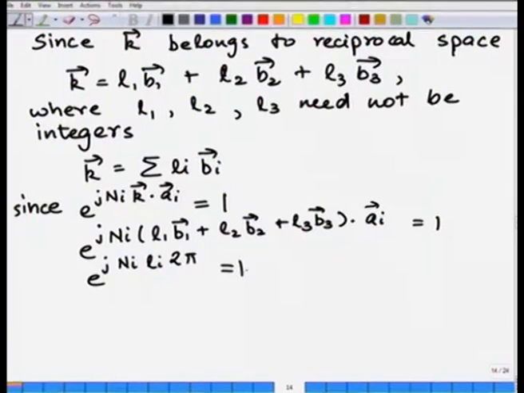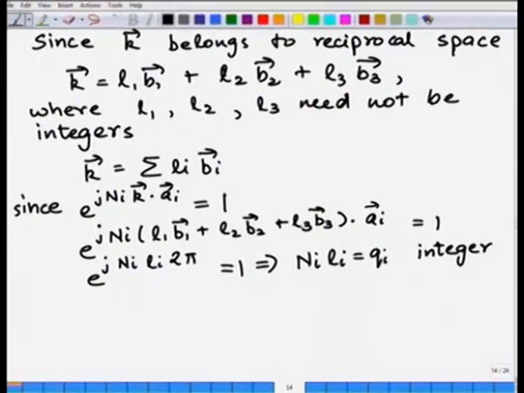You can see our definition of b_i, the reciprocal lattice vectors. This implies that n_i times L_i should be an integer, and let us give it a name, let us call it Q_i. All right, this is an integer. So, this quantity should be an integer quantity.